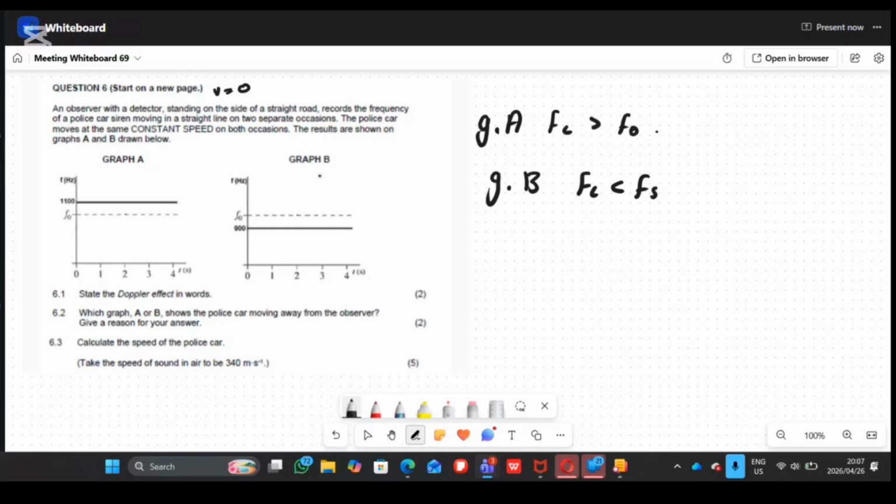Because for number B, the frequency that the person is detecting, or the listener is hearing, is now less than the frequency of the sound source. So graph number B shows a police car moving away. B. And then for the reason you can just say the frequency of the listener is less than the frequency of the sound source, or the frequency of the sound source is greater than the frequency of the listener. You just need to know how to interpret this sign.